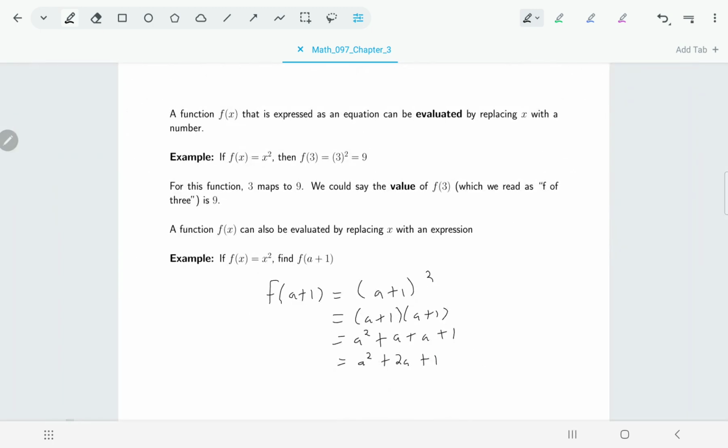Something to notice here, of course, is that when you've got a function and you evaluate with a number as your input, you get a number as your output. When we evaluated with something involving the variable a as our input, we got something involving the variable a as our output. And that shouldn't be too terribly surprising. The kind of output that we get depends on the kind of input that we put in.